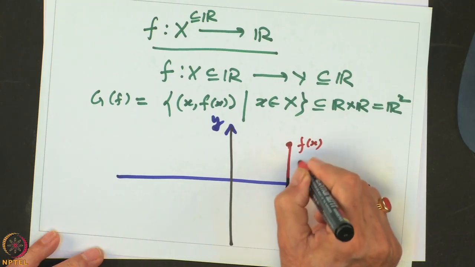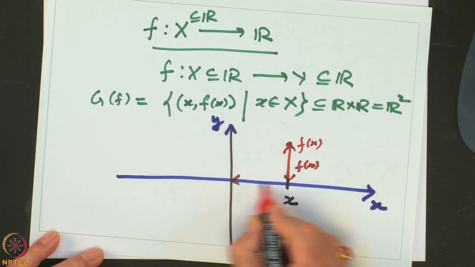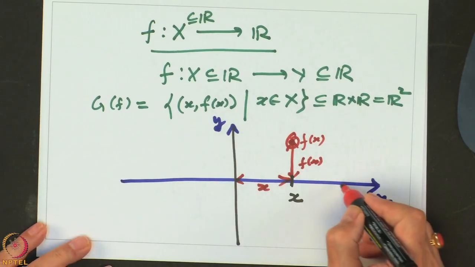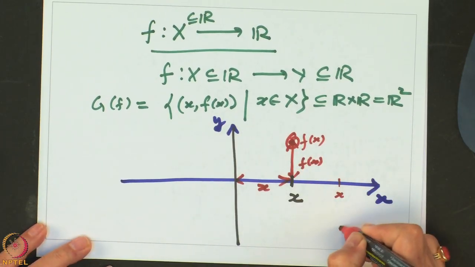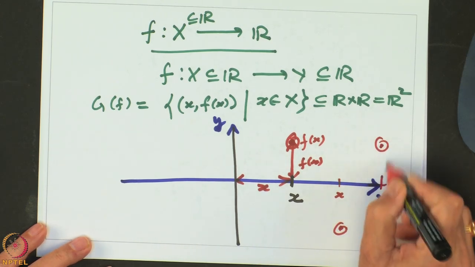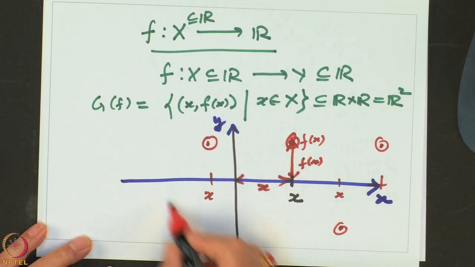So, this is f of x, this height, and this is x. So, you get a point. Locate all such points. Given any point x, maybe f of x is here; for this point x, f of x may be somewhere here, right.